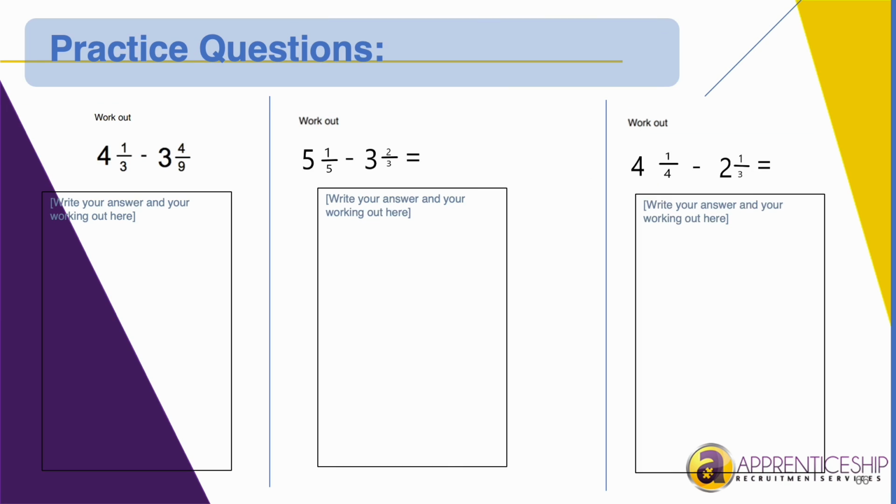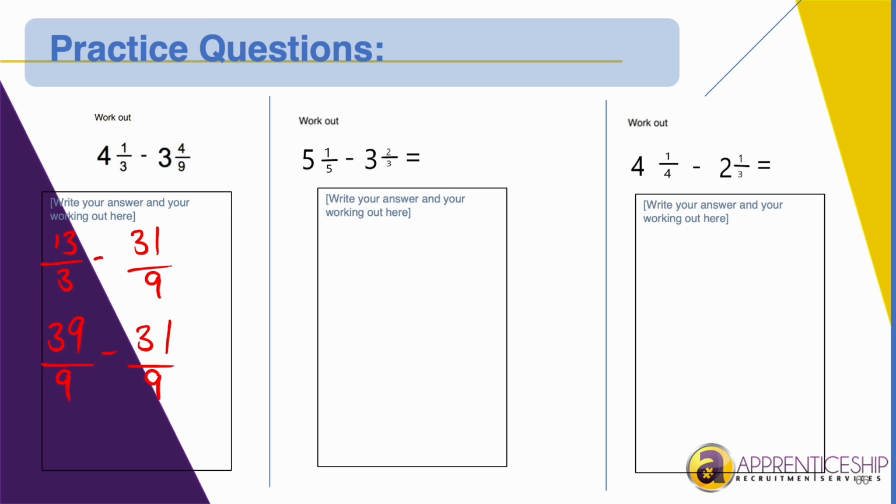So go through them. So again, we're not just going to separate it. So 4 times 3 is 12, add the 1 is 13 over 3. Take away 3 times 9 is 27, add the 4, which is 31 ninths. Okay, so we need to get the bottom number the same. So 3 times 3 is 9. So it's going to be 39 over 9, take away 31 over 9.